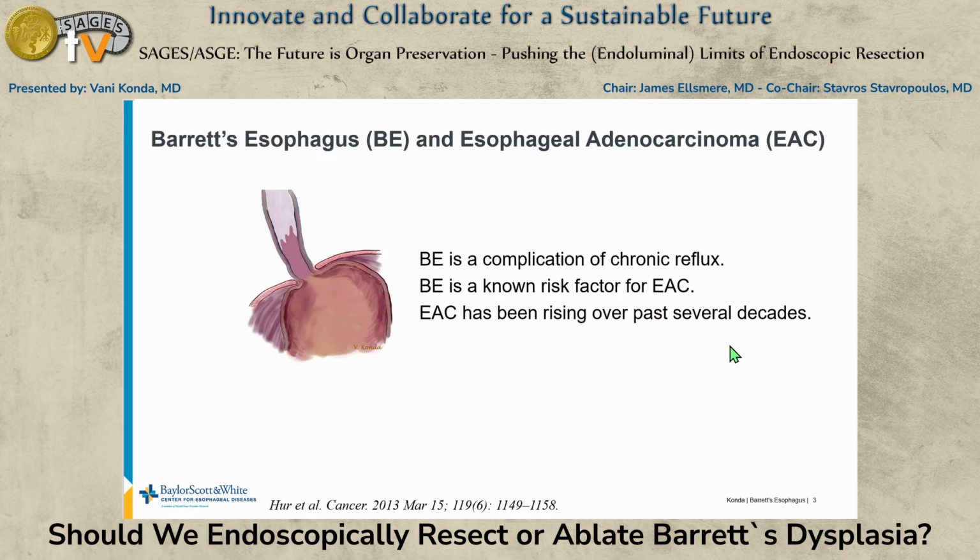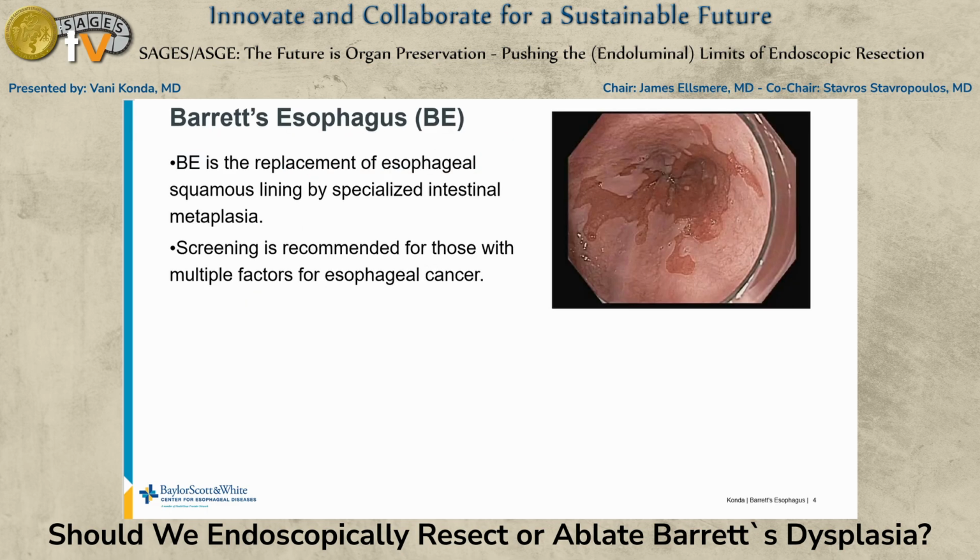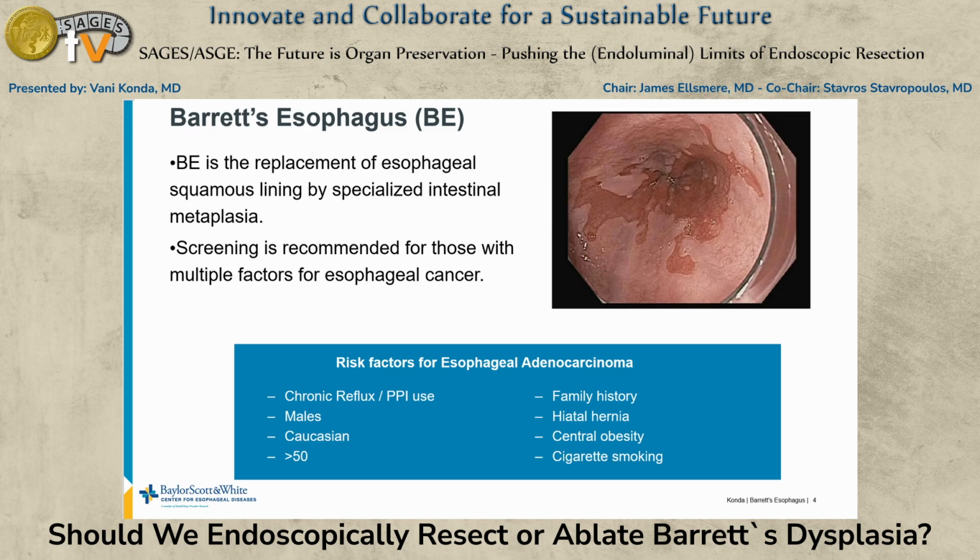So as we know, Barrett's is a complication of chronic reflux disease, and it is a known risk factor for esophageal adenocarcinoma. And unfortunately, esophageal adenocarcinoma has been steadily rising in both incidence and mortality over the past several decades. As we know, it's the replacement of the esophageal squamous lining by specialized intestinal metaplasia, and screening is recommended for those patients with multiple risk factors for esophageal adenocarcinoma as listed here. Traditionally, screening is done with endoscopy, but we also have novel, new, non-endoscopic screening devices and assays now available.